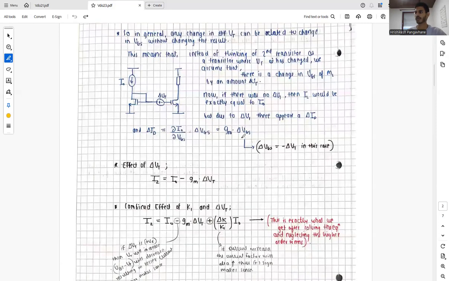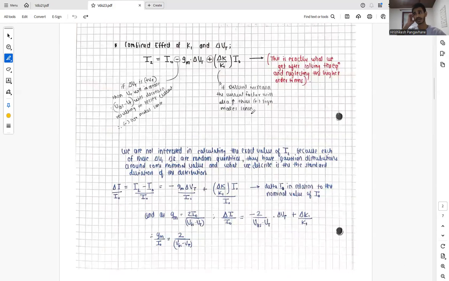So now we are actually not interested in calculating the exact value of I2, because each of these has delta VT and delta K, and those are random quantities. So they have Gaussian distributions around some nominal value, and what we describe is the standard deviation of the distribution. So we have our delta I, and we will normalize it with I naught. Delta I by I naught is nothing but I2 minus I naught. I naught was our original value, and how much I2 deviates from I naught is our delta I, which is normalized by I naught.